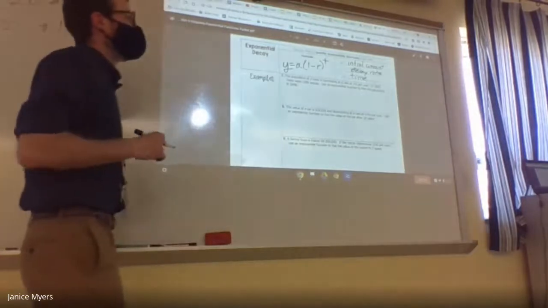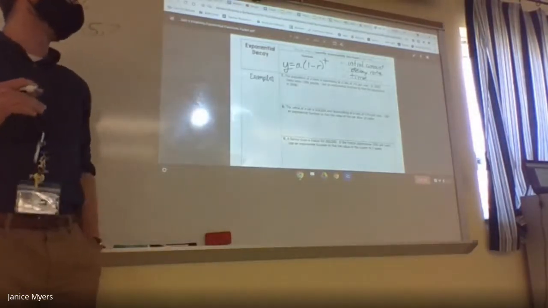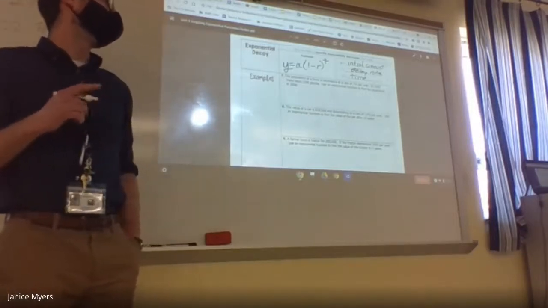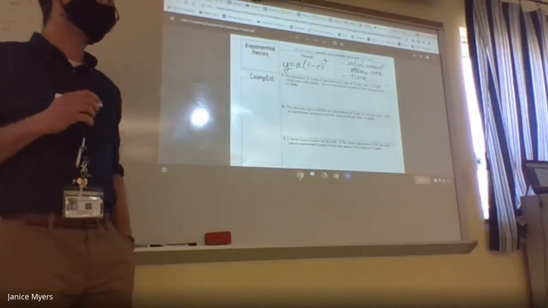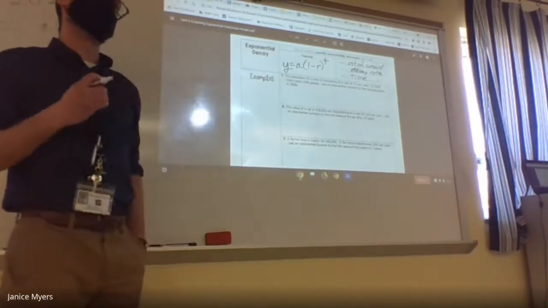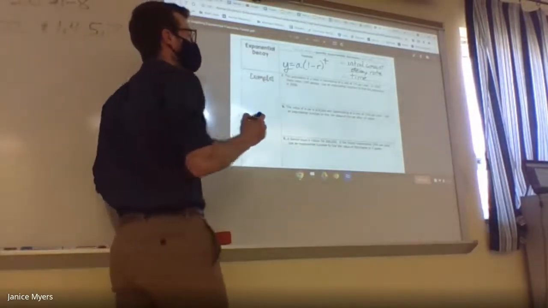Looking at number 7, the population of a town is decreasing at a rate of 1% per year. In 2000, there were 1,300 people. Use an exponential function to find the population in 2008. So, first question, is this exponential growth or exponential decay? Okay, how do you know? Because it says decreasing. Yep.